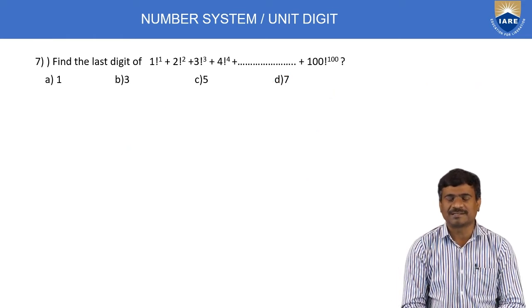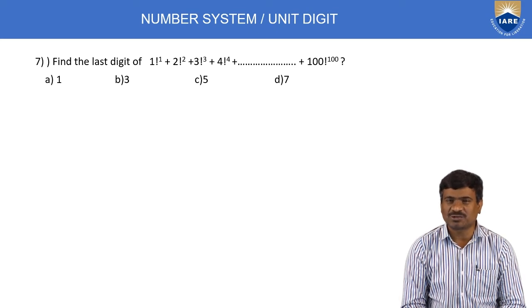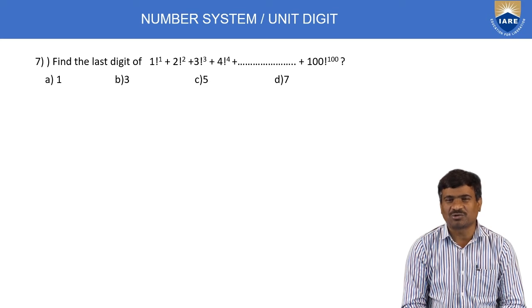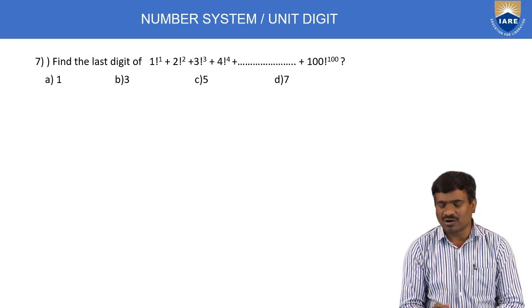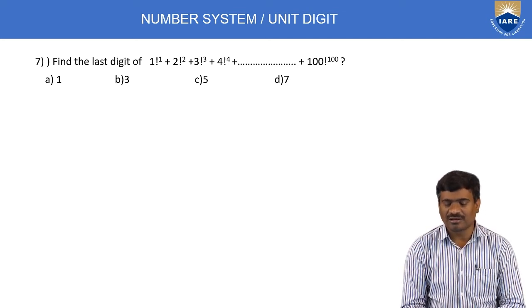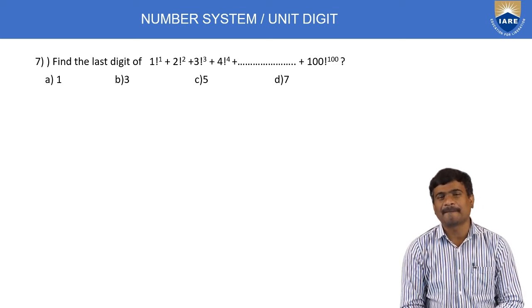Again important. Find the last digit of 1 factorial all to the power of 1, plus 2 factorial all to the power of 2, plus 3 factorial all to the power of 3, and so on, up to 100 factorial all to the power of 100. Option A 1, B 3, C 5, D 7.